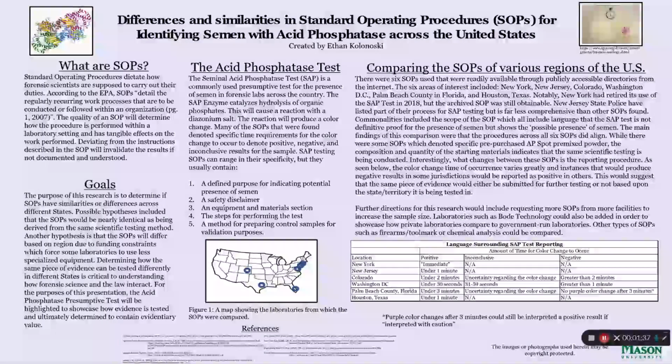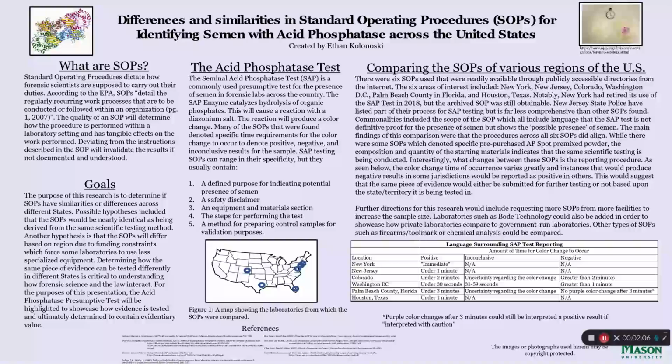So let's talk a little bit about my sample size. I had 6 locations: New York City, New Jersey State Police, Colorado Bureau of Investigation, Washington, D.C., Department of Forensic Science, Palm Beach County, Florida Sheriff's Office, and Houston, Texas, DFS. Looking at those 6 locations and comparing their SOPs, I found similarities, and I found differences.